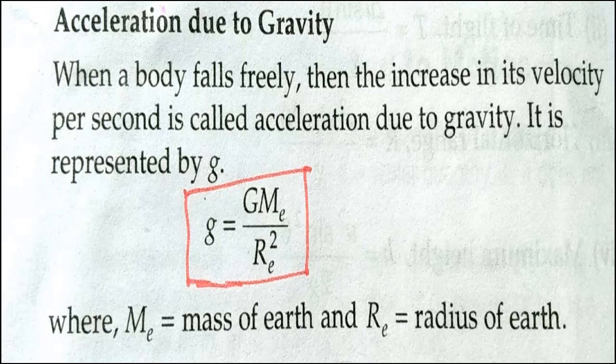Small g is equal to capital G M by R square, where M is the mass of the earth and R is the radius of the earth.